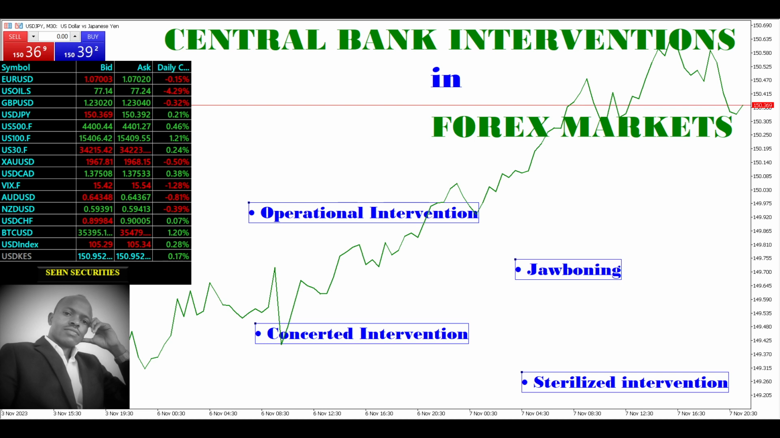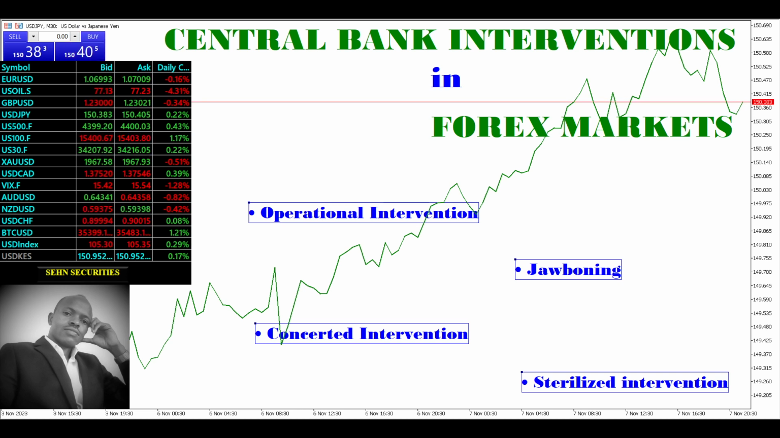By definition, foreign exchange intervention is the process where a central bank buys or sells foreign currency so as to stabilize the exchange rate. This move is often accompanied by a subsequent adjustment to the money supply to offset any undesirable effect in the local economy.